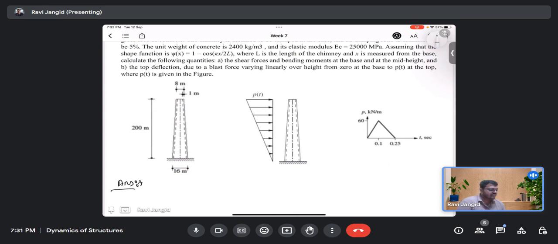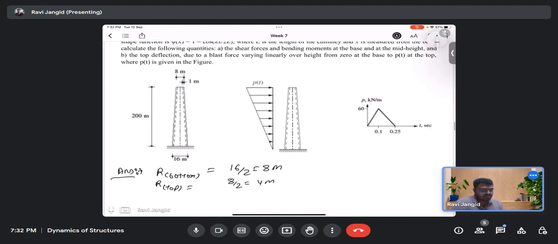The radius at the bottom, r at bottom, how much? It is 16 by 2, which is 8 meter. The radius at the top would be 8 by 2, which is 4 meter. Now we need to find the r average, since we have the hollow section, so the r average is at the middle.